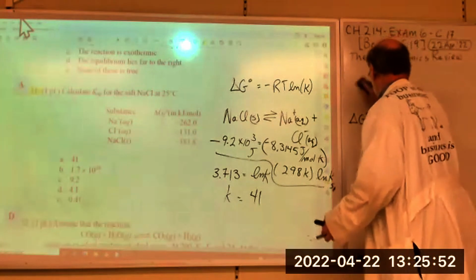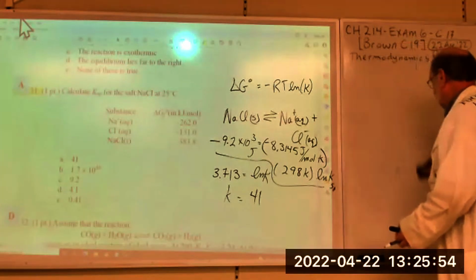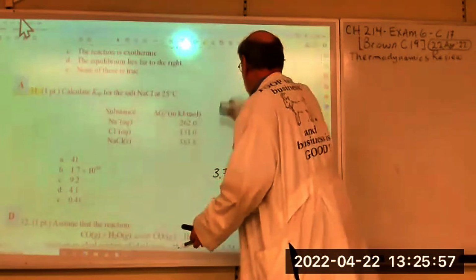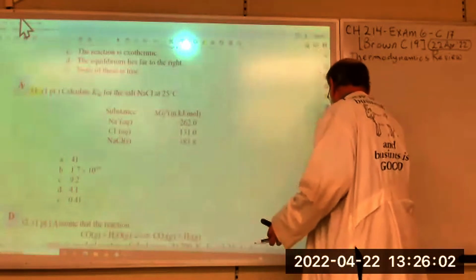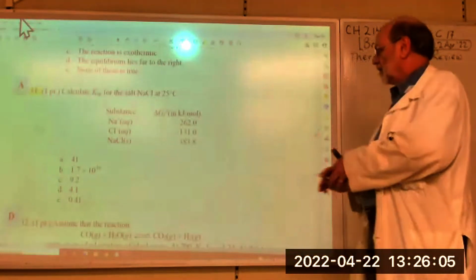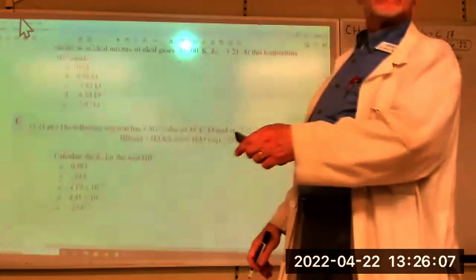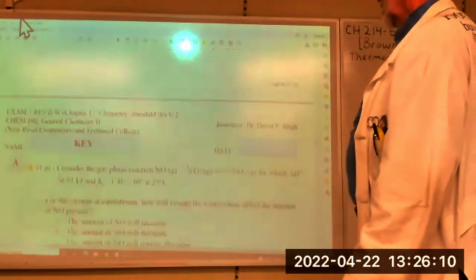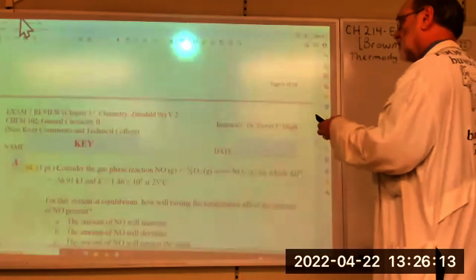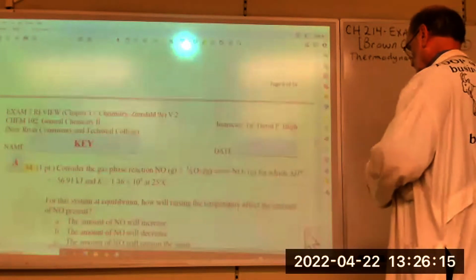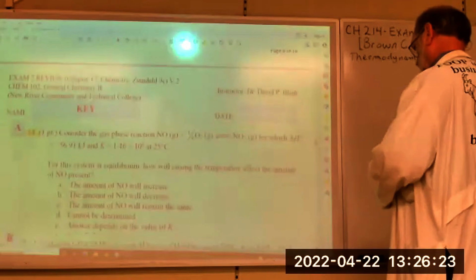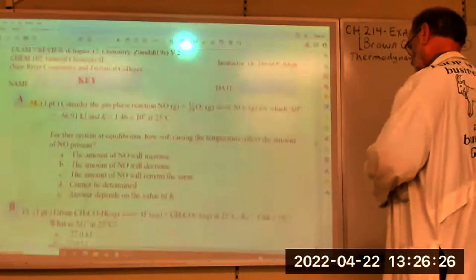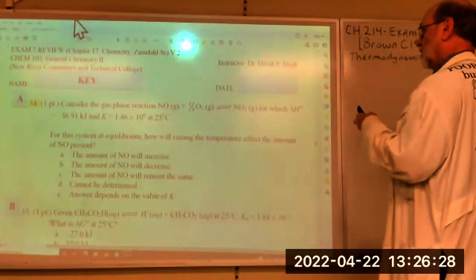All right, up to 31. Let's see who's next. We're doing pretty good. 34. I'm going to have to go down here. That's good. 34.